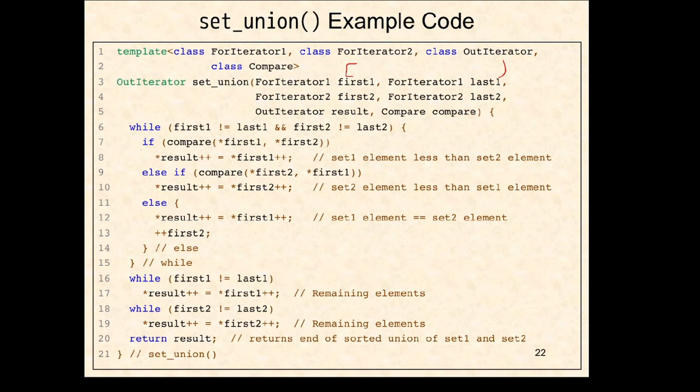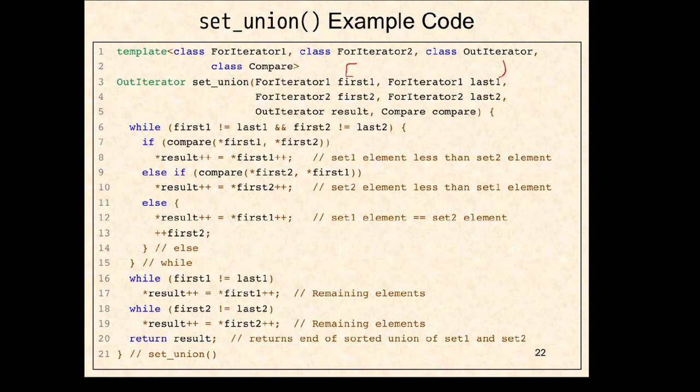The PQs, yes, allow duplicates. Okay, so our while loop here. While loop says while first one is not equal to last one and first 2 is not equal to last 2. So that's saying while there are still things left in container 1 and there are still things left in container 2.